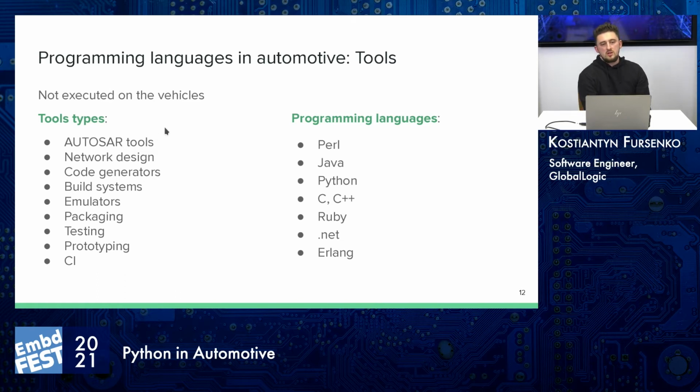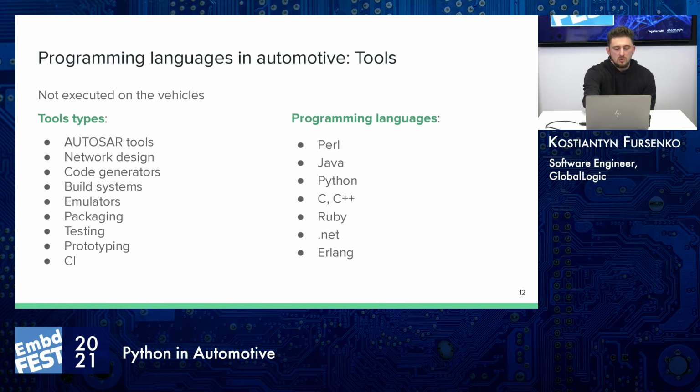The tools in automotive are a broad topic. We have tools like AUTOSAR tools, which do configuration and code generation. We have network design tools, since ECUs are connected in a network with some topology and need to be properly connected. We have code generation, we have build systems, and a lot of such build systems. Emulators, packaging tools, testing, prototyping, and CI.